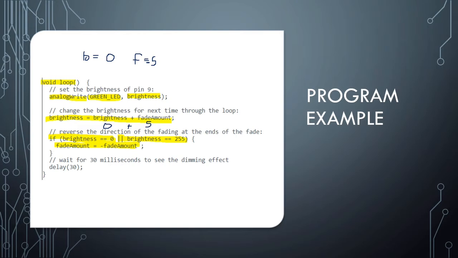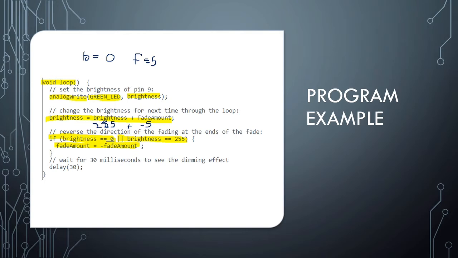Well, then what? The LED is just all the way on, right? So how do we get it to fade off? We do that by making our fade amount negative. So that makes this a negative 5. And so what would happen when we loop through is we would then have 255 plus a negative 5. So then we would go down to 250, right? And then the next time we loop through, it would be 245. And so it's reversing that fade amount.